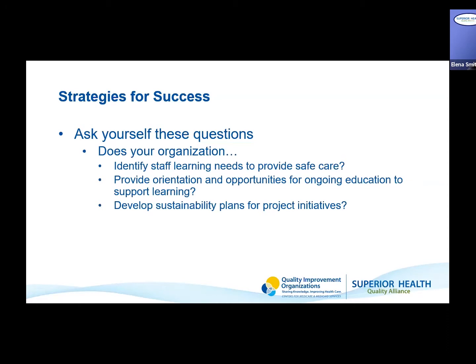And then finally, does your organization develop sustainability plans for project initiatives? Sustainability means that the process continues to work over extended periods of time as it was initially intended. By creating a sustainability plan, an organization is able to maintain the benefits of a program. So what should be included in a sustainability plan? Things like a process to evaluate effectiveness of education, including pre-post test measurements and training evaluations.